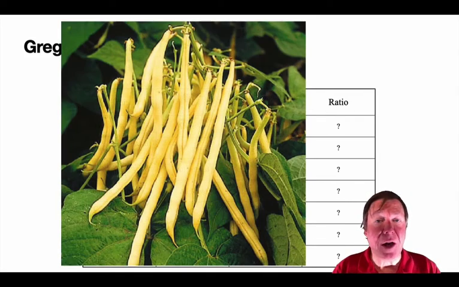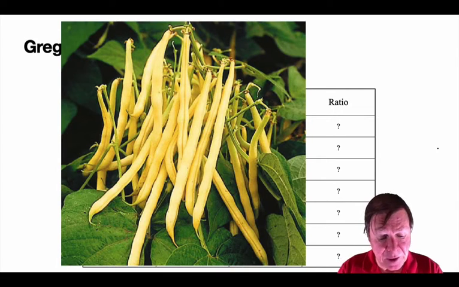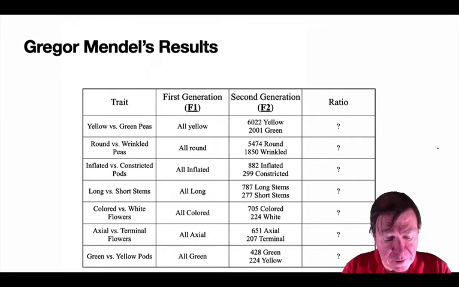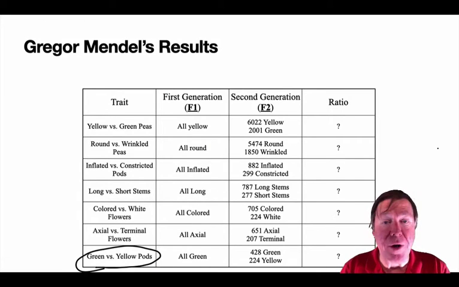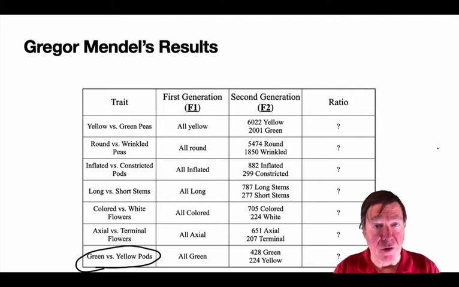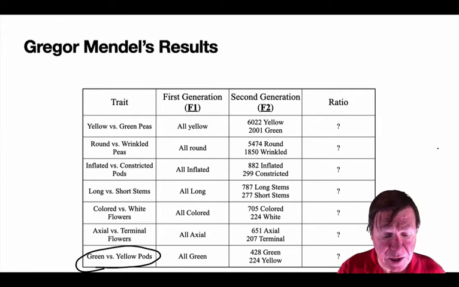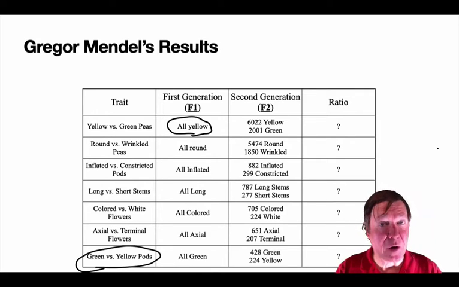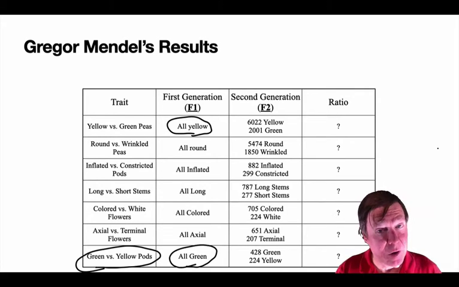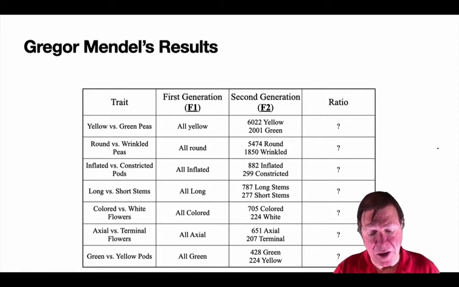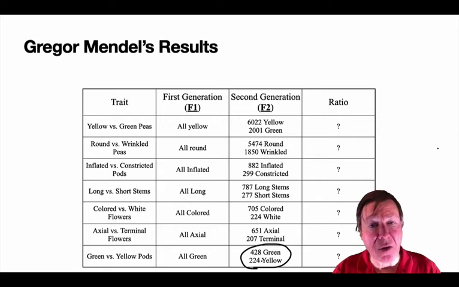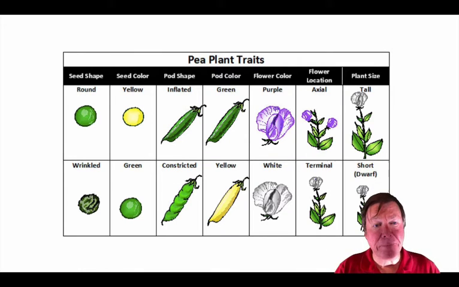He even crossed yellow versus green pods, not the color of the pea, but the pod. All right. And that would be down here. When he crossed those, he got all green. So if you're really paying attention here, the peas, when he crossed them, he got all yellow. But when he crossed the green pods with yellow pods, he got all green pods. All right. And he ended up with 428 green and 224 yellow. He crossed all kinds of things.